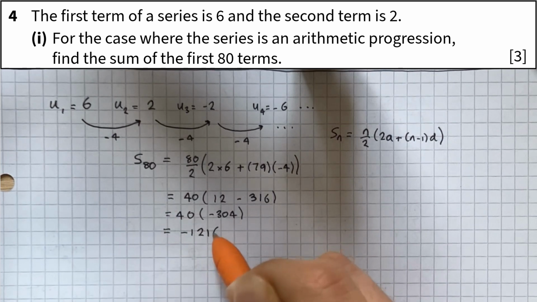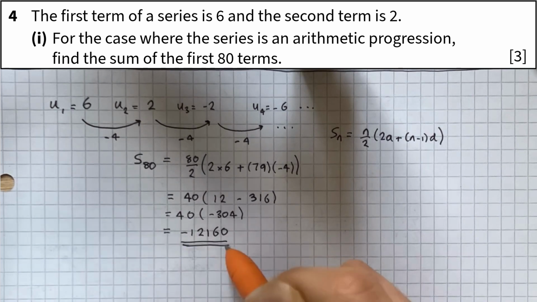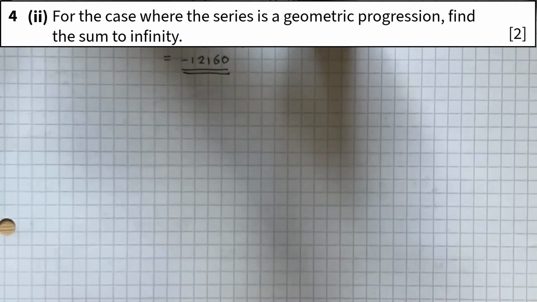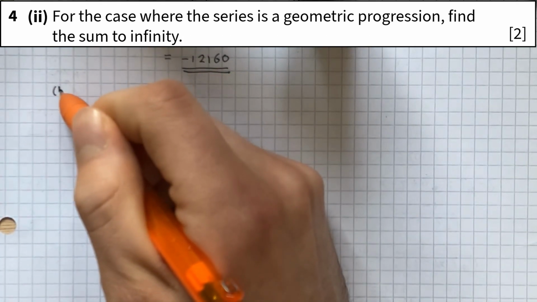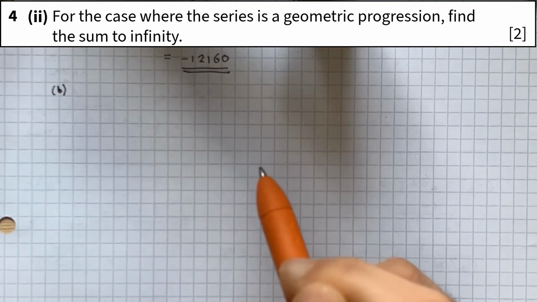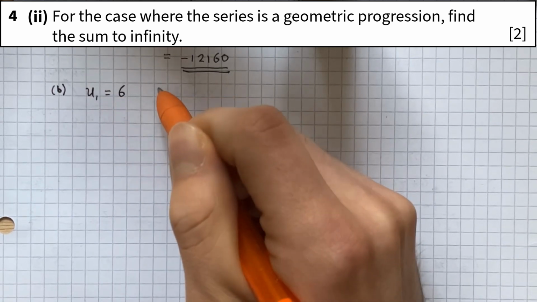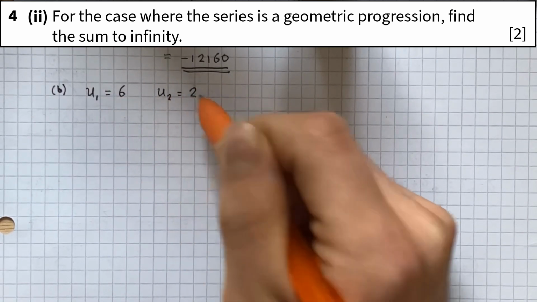So not the nicest of answers, but this will get you 3 marks. On to part 2. So for the same series, which starts 6 and then 2, now we are imagining it's a geometric progression, and we need to find the sum to infinity.